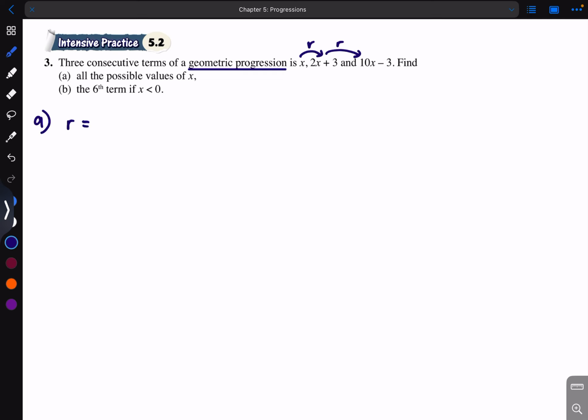So the formula for r is t2 over t1 or t3 over t2. So we can say t2 divided by t1 equals to t3 divided by t2. So t2 over t1 equals to t3 over t2.